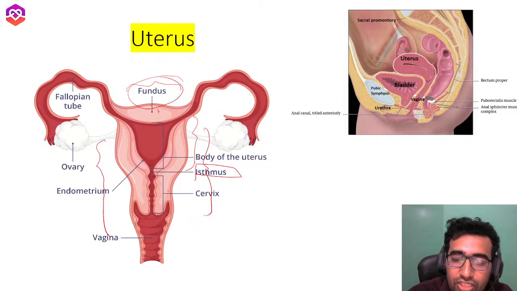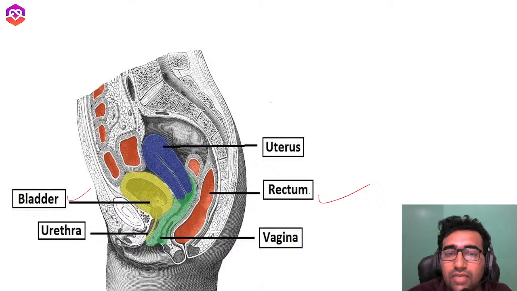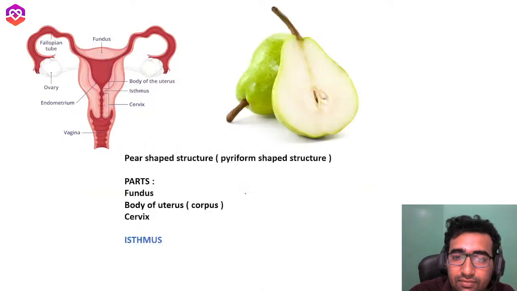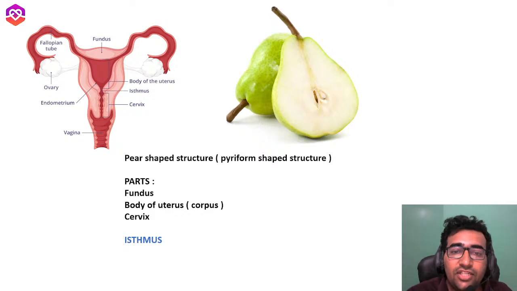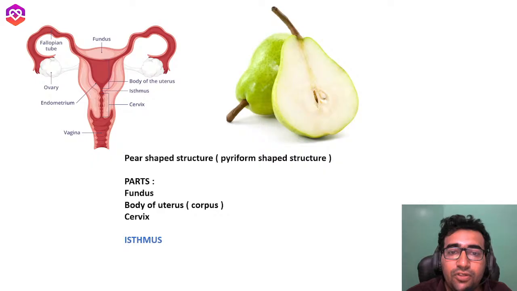Now, if you look at the position of the uterus, what do you see anterior to the uterus? Anterior means the front portion. You can see the bladder. And what is posterior to the uterus? It is the rectum. Anterior to the uterus, bladder. Posterior to the uterus, rectum. Okay. Now, as I mentioned before, what's the shape of the uterus? It's pear-shaped or pyriform.